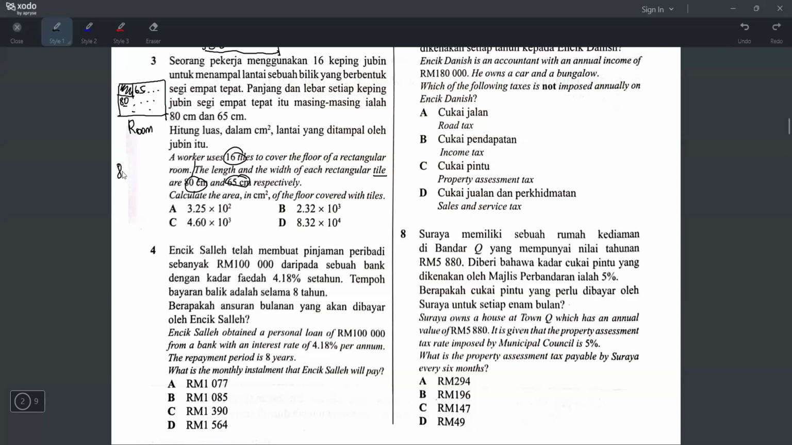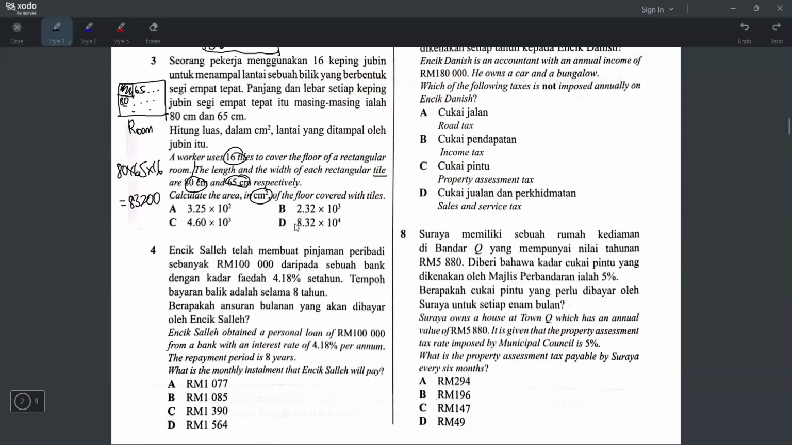So you will take 80 times 65. When you do that, you get the area of one tile, and it will be in cm square, because cm times cm is cm square, right? And then multiply by 16 to find the area of the whole room. Your answer will come out in cm square, and the question does want the answer in cm square. So you don't have to convert the unit. Just key in all this, and you'll get 83200.